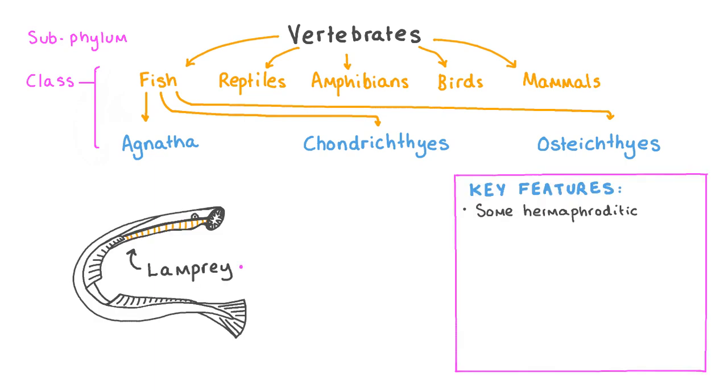Fish like this lamprey belong to the class Agnatha. And some of these fish are hermaphroditic, which means that they have both male and female reproductive organs.